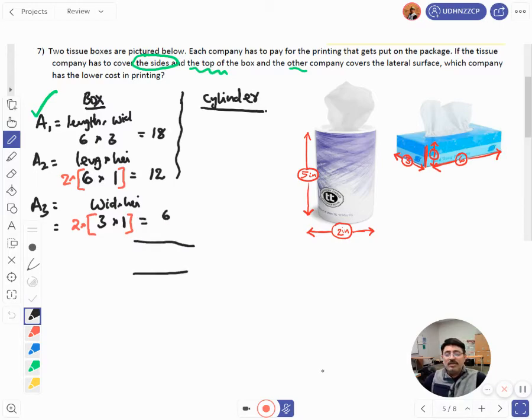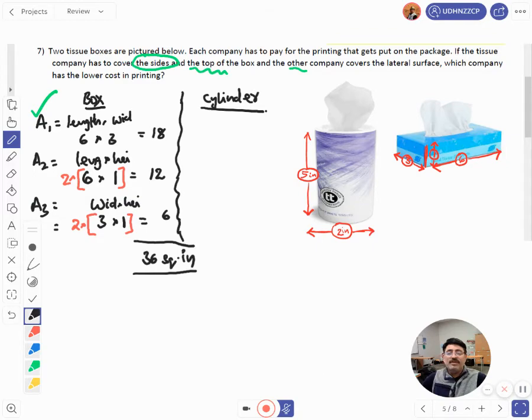So I'm done, and let's compute the total area, which is 18 plus 12, that gives me 30, 30 plus 6, 36. Therefore, the total area is 36. Anyhow, we are computing area, therefore, square inches.